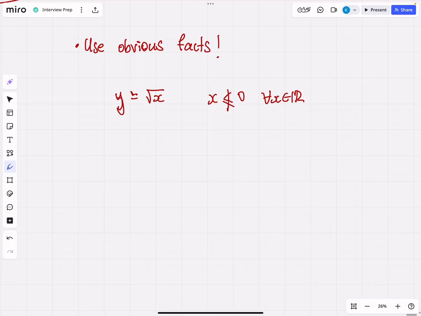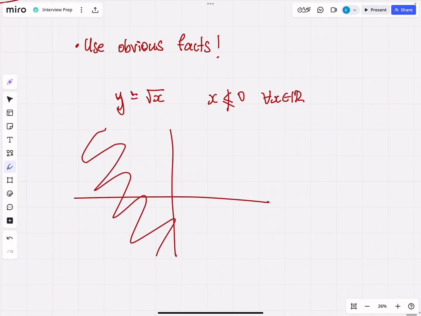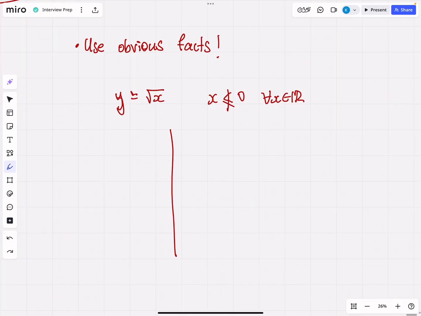So yeah, think about the domain of your graphs. Don't be silly and start drawing out stuff that's going to happen over here because our graph isn't even defined there. So that's another thing. Think about the domain of your graphs.